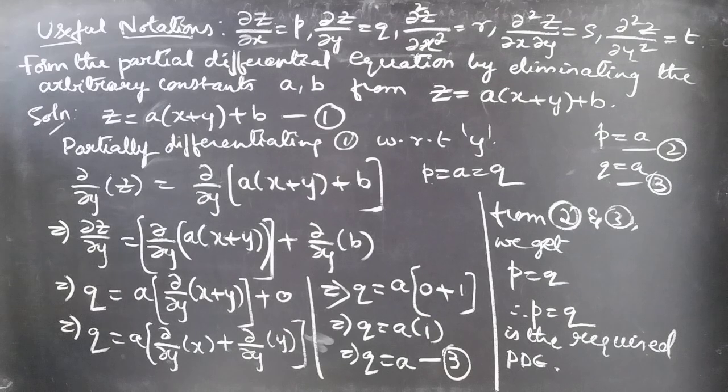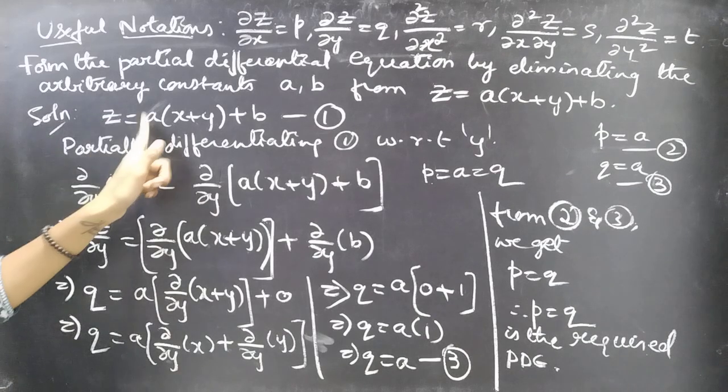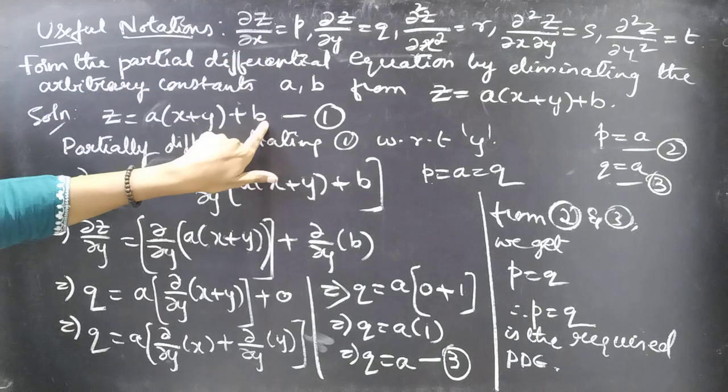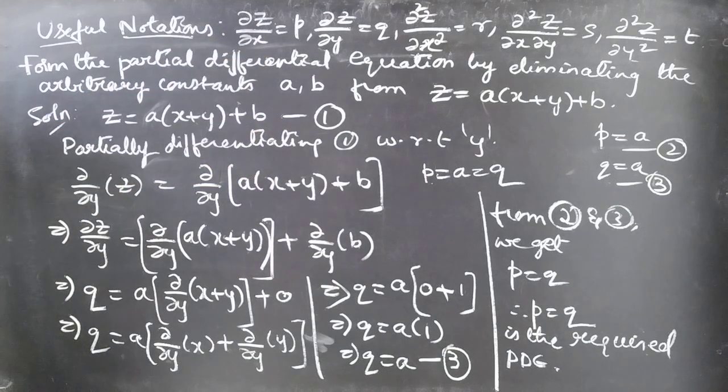By substituting 2 and 3 in 1, the arbitrary constant B will remain the same and it won't get eliminated. So from 2 and 3 we form the required partial differential equation, right? Fine. Now this completes the problem. Let's see how to reduce the number of steps while partially differentiating 1 with respect to x and y.